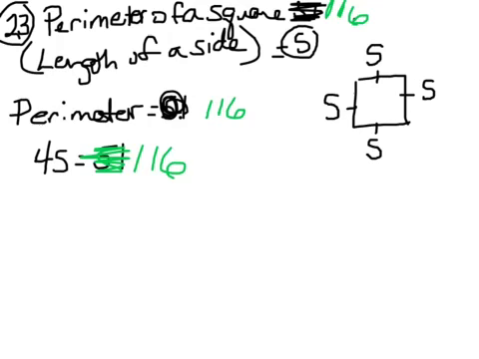So is everybody okay with that? And now if we want to know what one side is, we could just divide 116 by 4, couldn't we? And we'd know what one side is. So that's what they're asking you to do there.